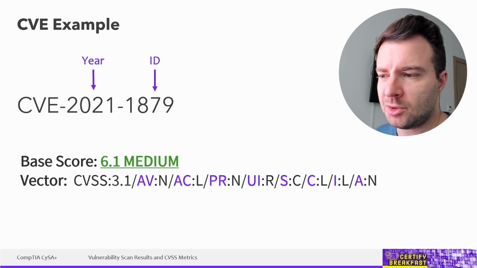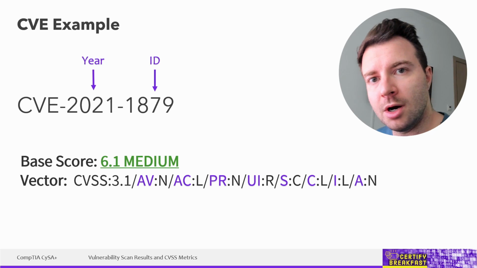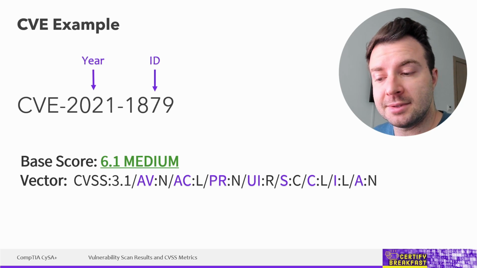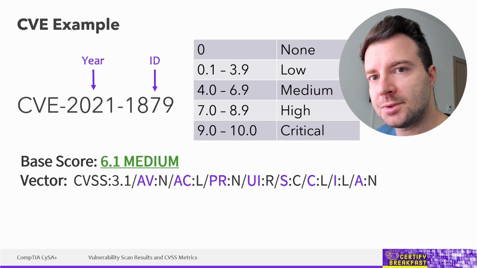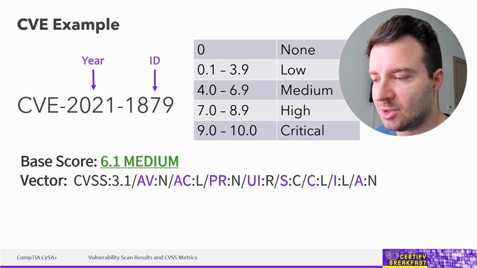Try to also think about your own experience and what you know about your environment, and how likely a specific vulnerability is to manifest, to happen in your environment. The CVSS score thresholds are also one of the favorite exam topics of CompTIA CySA Plus, and you should remember them.